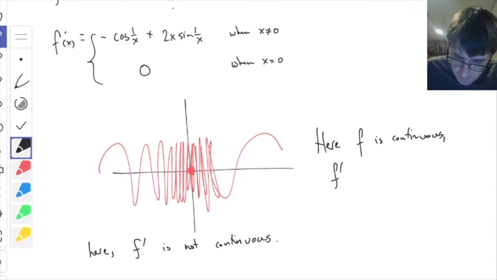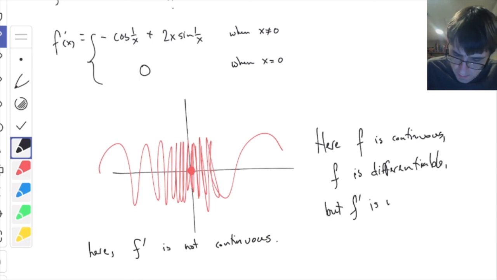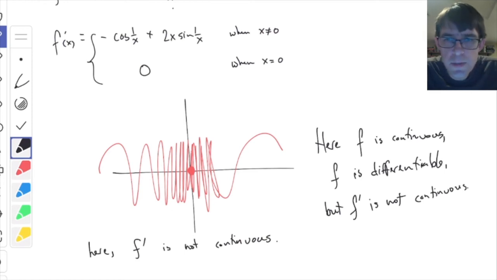F prime exists. So can I just say f is differentiable, right? But f prime is not continuous. I don't know if you ever thought about, is that even possible? It is possible to have a function which is continuous everywhere and differentiable, but its derivative is not continuous. This is an example of that. Very weird kind of thing.